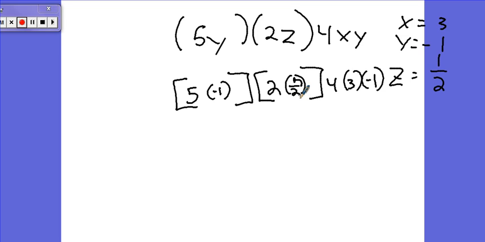I'm going to take each section first. 5 times negative 1 is negative 5. 2 times 1/2 is 2 over 4, 2 over 2, which is 1. 4 times 3 times negative 1 is negative 12. Now multiply it all again. Negative 5 times 1 times negative 12 makes positive 60.